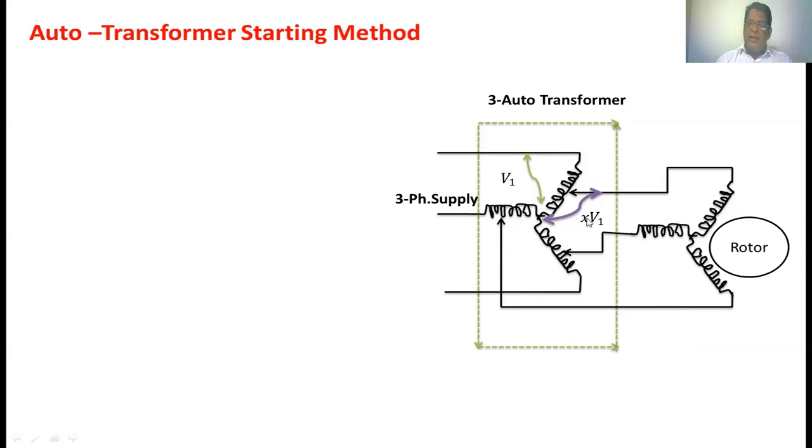XV1 is nothing but the per phase voltage on the stator winding side. Here X is a variable which depends upon where the variable point is placed. The starting current taken by the motor winding is equal to XV1 by ZSC, which is equal to XISC. That is, this voltage divided by the per phase impedance of the induction motor at the time of starting.